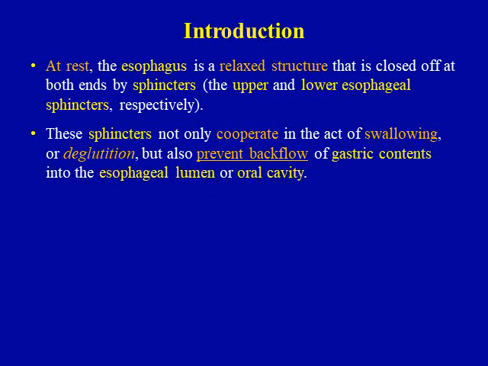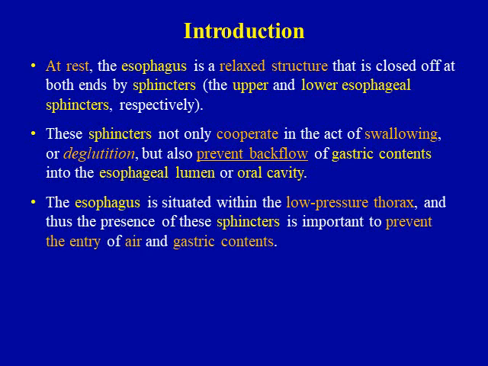And this backflow could happen because the esophagus is situated within the low pressure thorax, or the thorax that has a negative pressure, and thus the presence of these two sphincters is important to prevent the entry of air and gastric contents into the esophagus at rest.